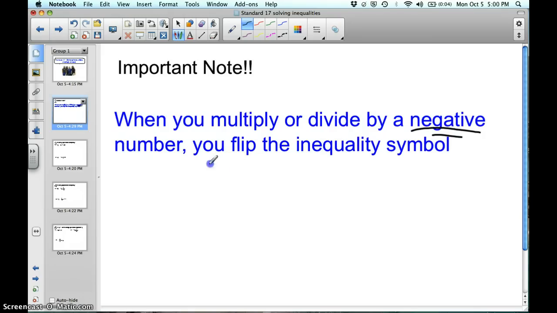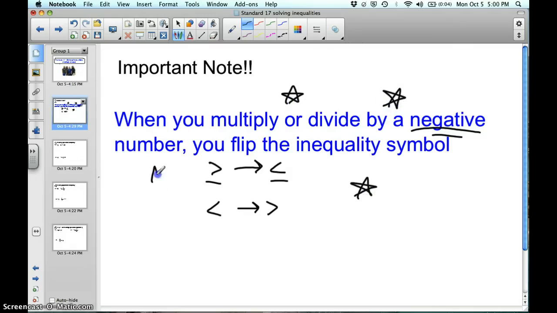Okay, this is very important to know. This would mean if I had a greater than or equal to symbol and I divided or multiplied by a negative number, I would have to flip it to become a less than or equal to symbol. Or let's say I had a less than symbol and I divided or multiplied by a negative number, I'd have to flip it to become a greater than symbol. So this is a very important note. Make sure we have this in our notes somewhere.